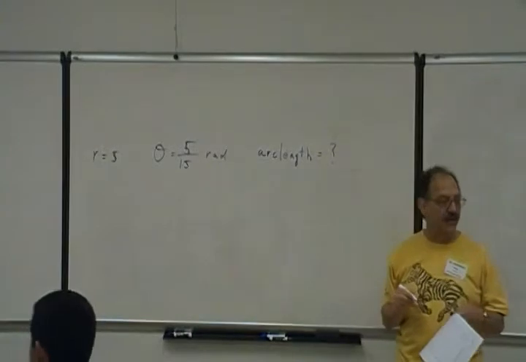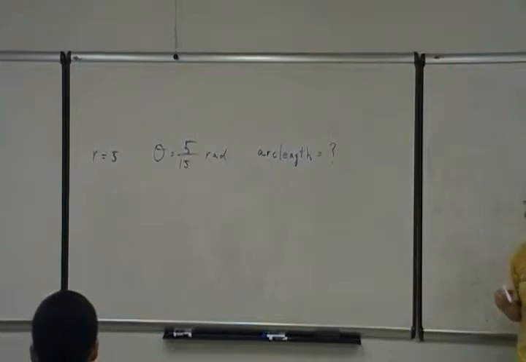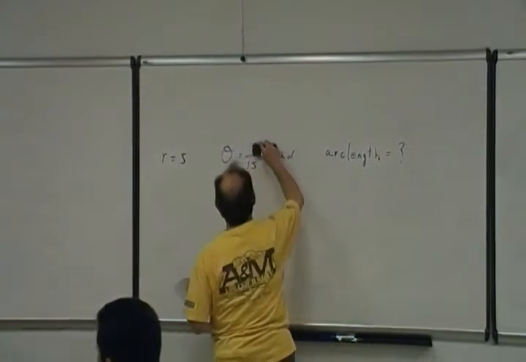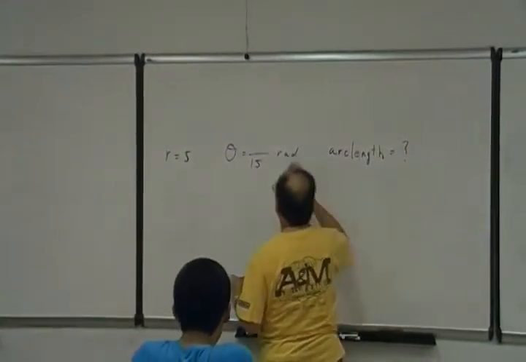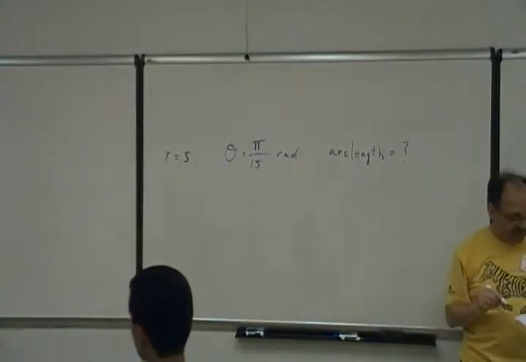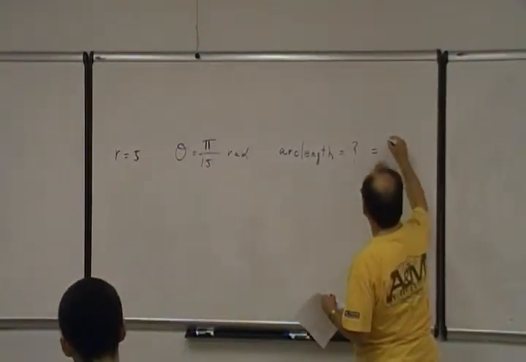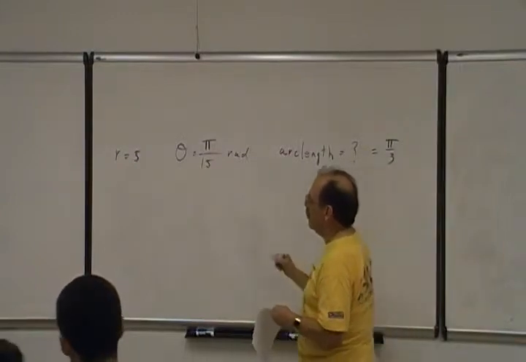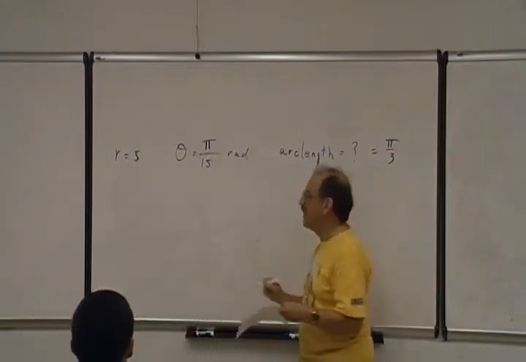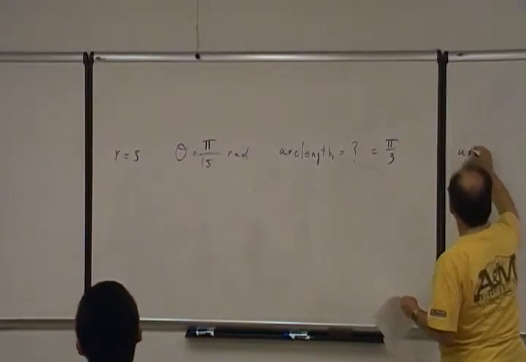I'm sorry, arc length. I think you wrote a 5 instead of a pi on the angle. You're right, I did. Pi over 15 radians for the angle, and the radius is 5. The arc length is pi over 3. If you're using radians for the angle, you find the length by simply multiplying the radius and the angle. Okay? What is the area of the sector?